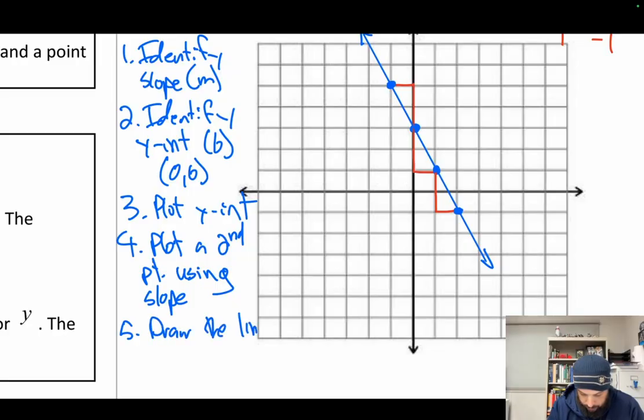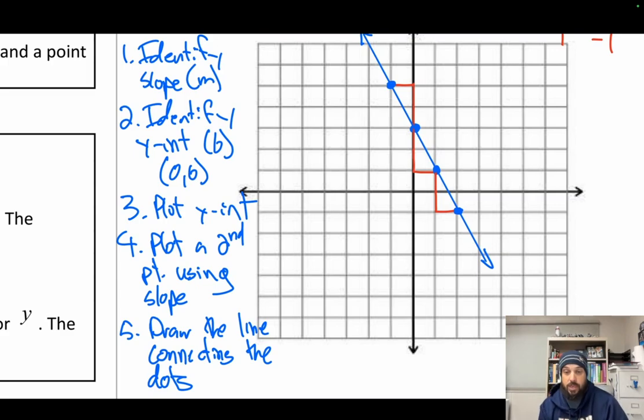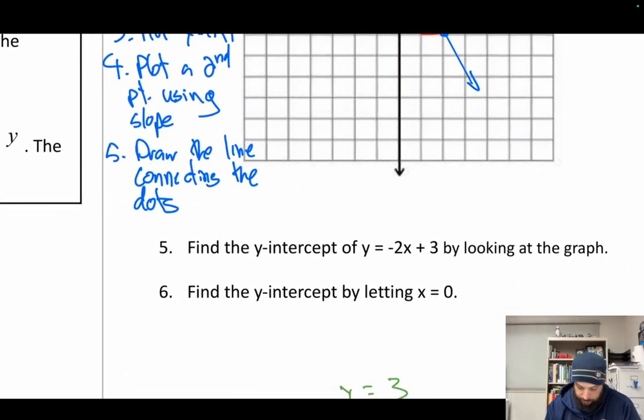Draw the line, connecting the dots. All right, so you need at least 2 to connect the dots. We don't always have to do more. I was just doing a little extra. Also helps identify where those other ones are to get a more accurate line drawn there.